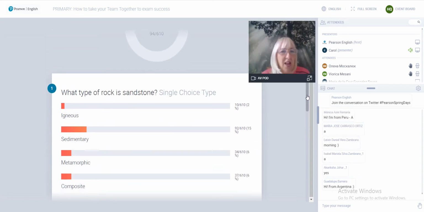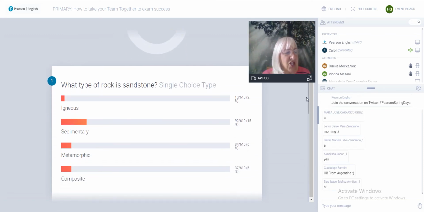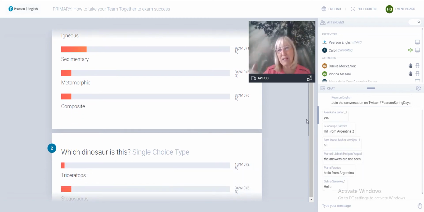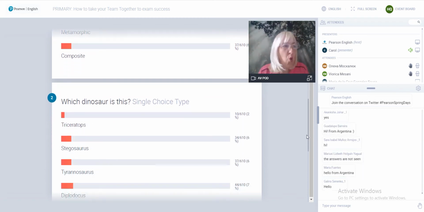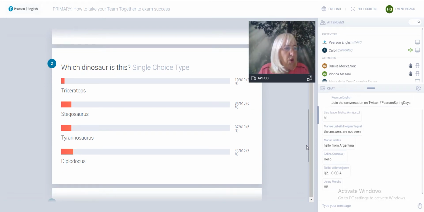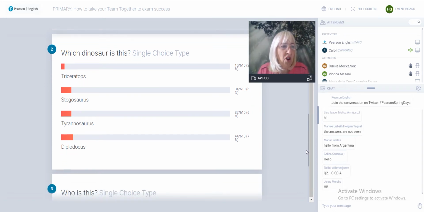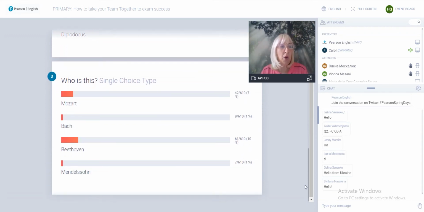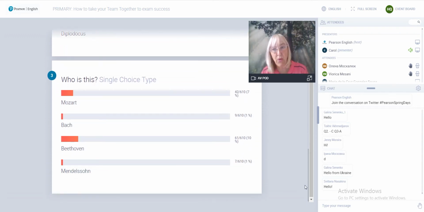Question 1. That type of stone is actually sandstone. And that's because, of course, it's built up of sediments made of layers. So that was answer B, sedimentary. Question number 2, what was the kind of dinosaur? It was answer D. It was a diplodocus. And actually, the picture is a dinosaur called Dippy, which is quite famous from the Natural History Museum, which is where I got the picture from. And the final one, number 3, the famous composer was answer C, Beethoven.